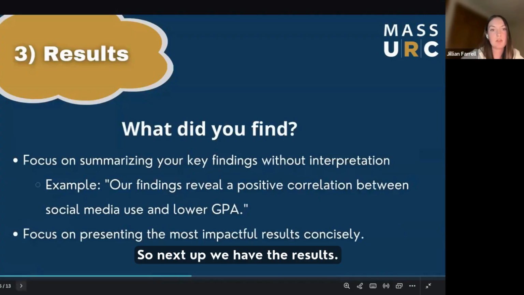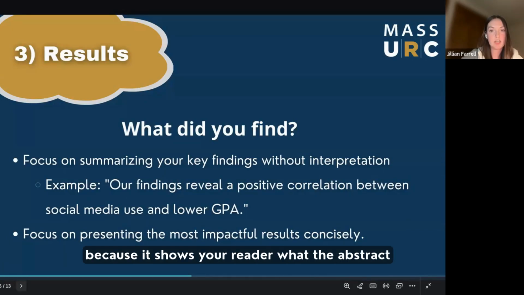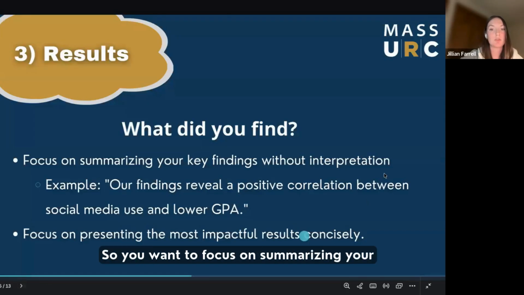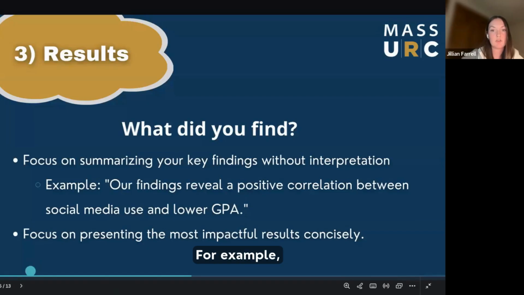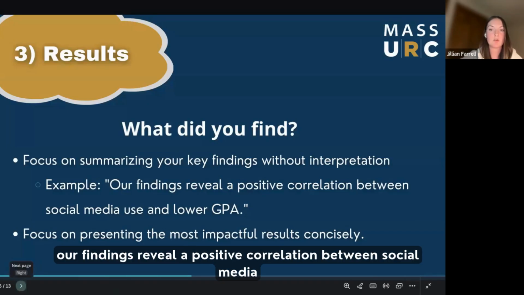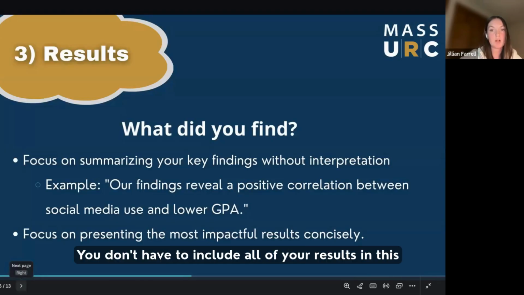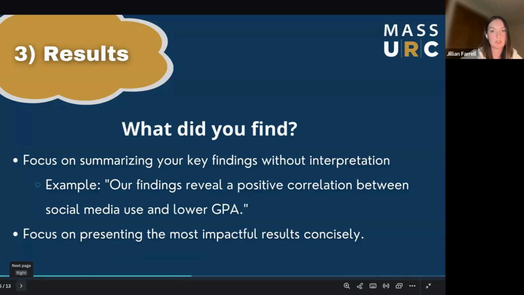Next up we have the results. This is arguably the most important part of your research because it shows your reader what your findings will be. You want to focus on summarizing your key findings without leaving room for interpretation. For example, our findings reveal a positive correlation between social media use and a lower GPA. You don't have to include all of your results in this abstract. You want to make sure you keep it to just your most relevant findings.